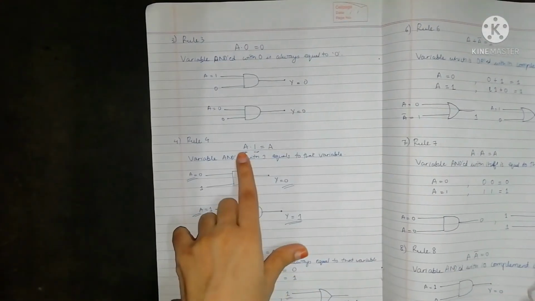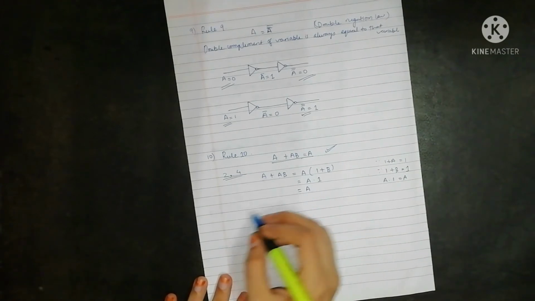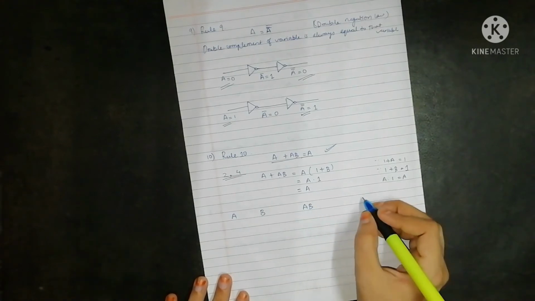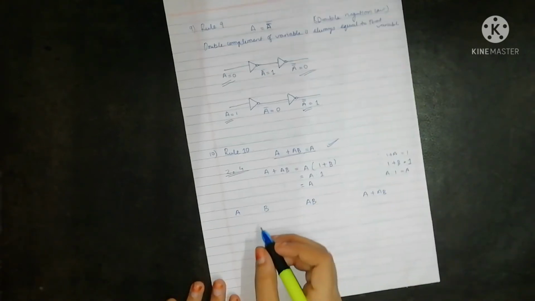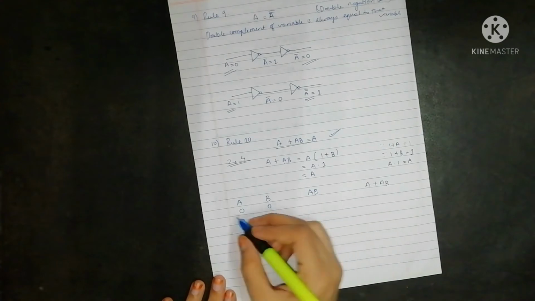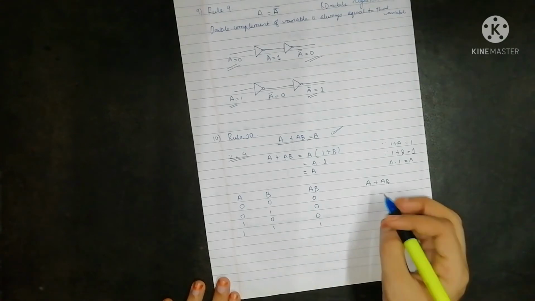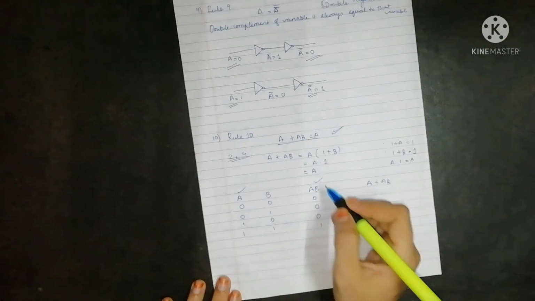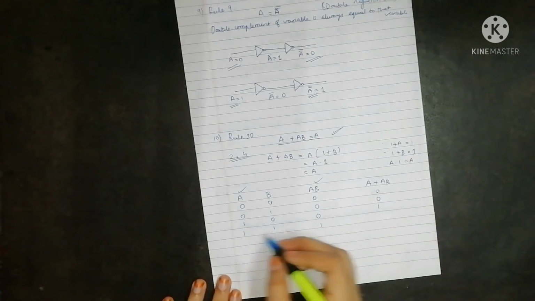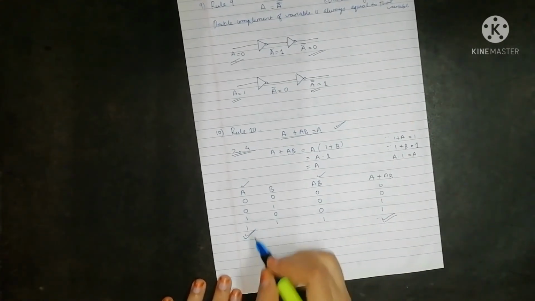Take a look at rule number 4, which says A into 1 is equal to A. And we can also prove this rule using truth table, that is, take A, B, product of AB, and then A plus AB. Values of A is 0, 0, 1, 1. For B, 0, 1, 0, 1. Take the product of 2, 0 into 0, 0, 0 into 1, 0, 1 into 0, 0, 1 into 1, 1. Now A plus AB. Add both these columns. So 0 plus 0, 0, 0 plus 0, 0, 1 plus 0, 1, and 1 plus 1, 1. As you can see, we are getting this column and this column to be equal.